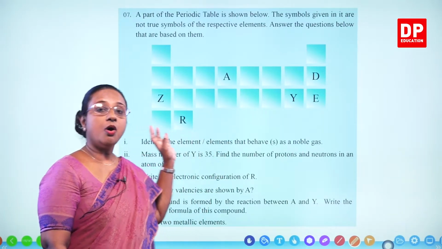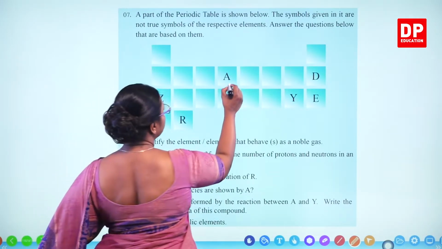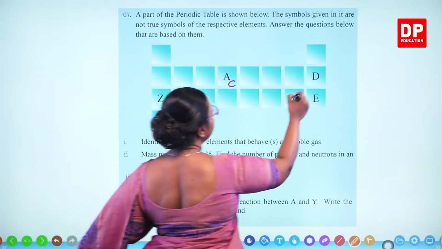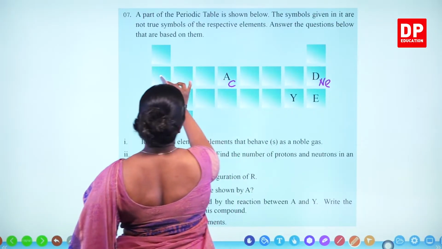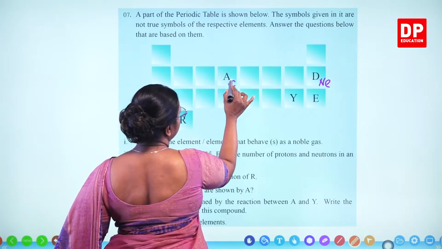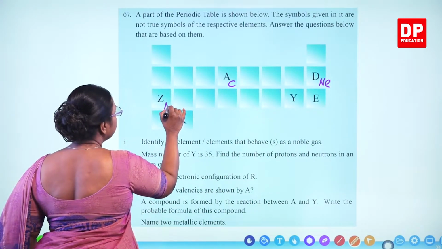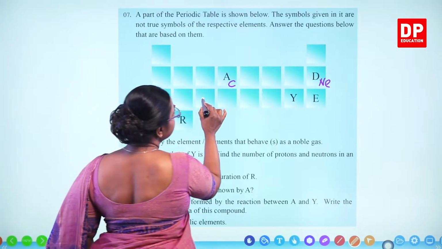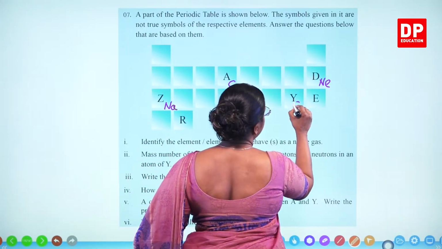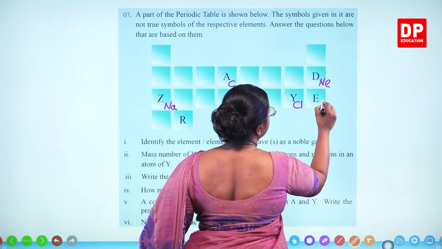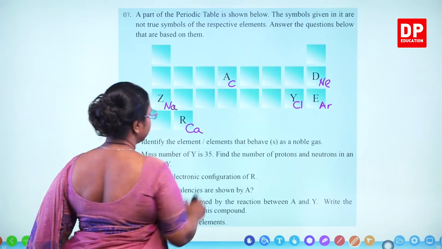So for convenience, what we can do is write down the elements there, either from the position or by remembering the order. So here we know this is carbon. Then we know this is neon. Why? Hydrogen, helium, lithium, beryllium, boron, carbon, nitrogen, oxygen, fluorine, neon. Then we have sodium, magnesium, aluminium, silicon, phosphorus, sulfur, and chlorine. Then we have argon, potassium, and calcium.